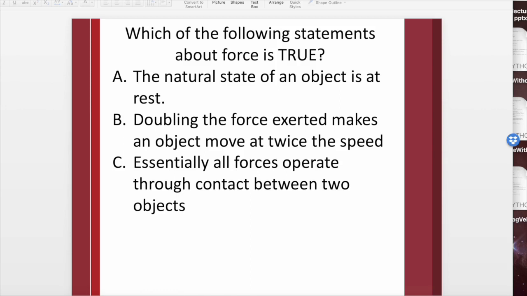Particularly, it was an example that showed that the first two are wrong, and that the answer in this case is C. Essentially, all forces do operate via contact, with a few exceptions, the long-range forces. This problem shows that A and B are incorrect because we saw that when there are no forces, it's in some sort of natural state by itself, the object moves at a constant speed or velocity. Both, actually. And then in the case of doubling the force makes the object move at twice the speed, that is making the mistake that forces connect directly to velocities. It's not F equals mv, it's F equals ma.